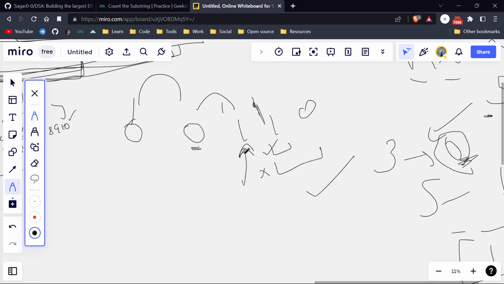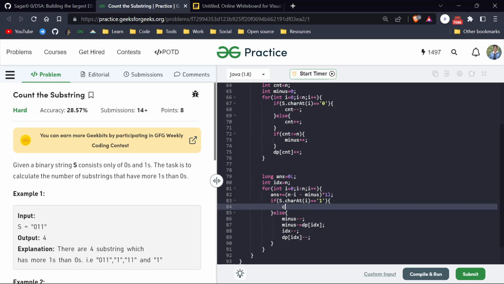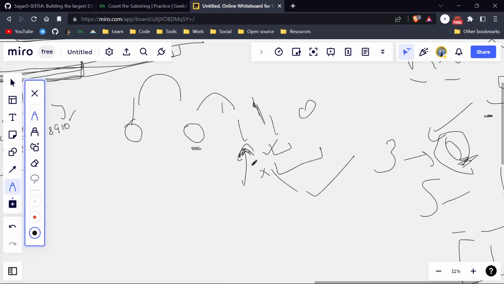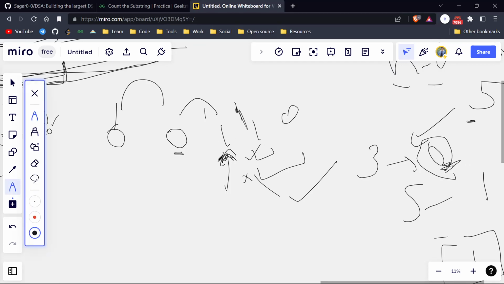So whenever we are at 1, our count value should be increasing. So we have to add something to our minus value. Let me see what we have to add. We are at 1, and for our next time we have to remove this one, right? So we are at some 1 and we have to remove this.